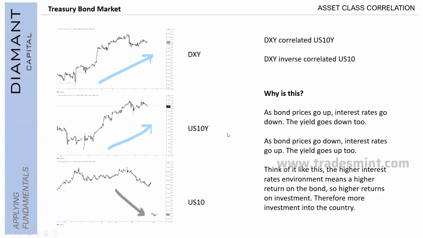The reason for this is quite logical. As bond prices go up, interest rates go down, the yield goes down too. As bond prices go down, interest rates go up, the yield goes up too. Now think of this. The higher interest rate environment means a higher return on the bond, so higher returns on the investment as well. Therefore, there's more investment into the country.